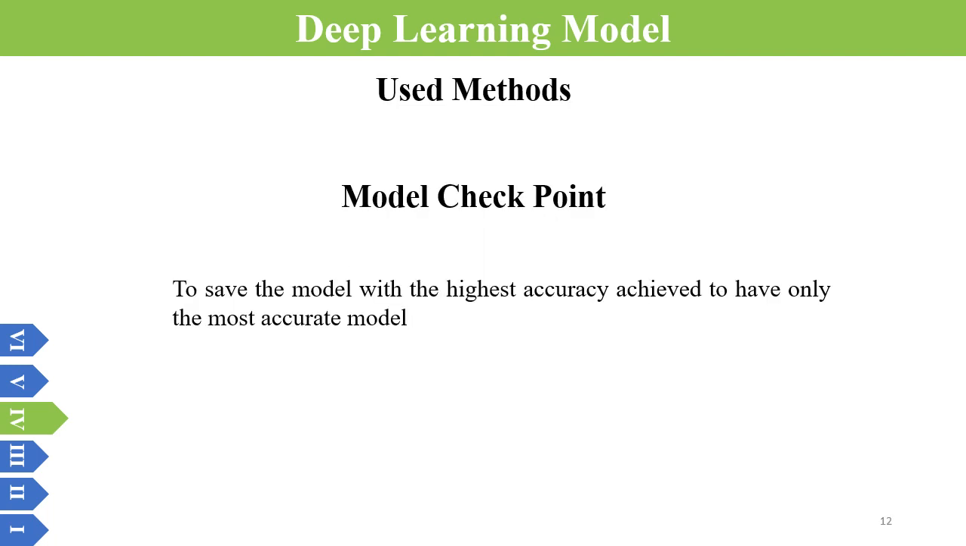Among the methods that we use is model checkpoint, to save the model with the highest accuracy achieved, to have only the most accurate model, the best trained model, to use in the testing phase and be evaluated. We do this by comparing the accuracy of each epoch and keeping the best model that has the highest accuracy.